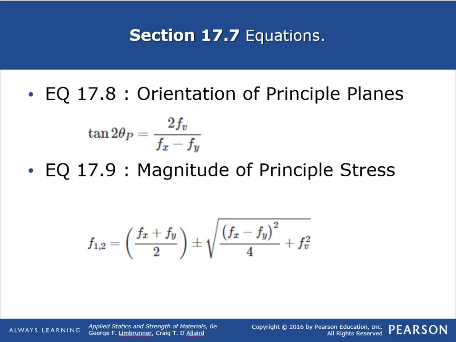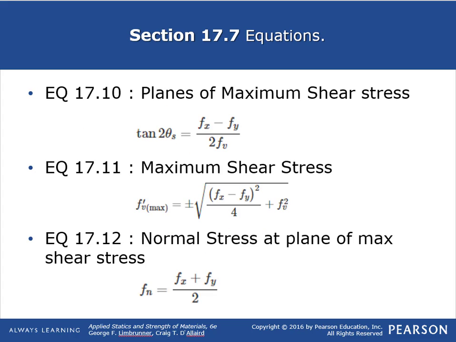Okay, so that is the thing that's probably the most important to us right now, is what are the magnitudes of those principal stresses. 17.10, planes of maximum shear stress. So you're solving for this theta s here, which is the plane of this maximum shear stress. Here is the maximum shear stress formula. And then 17.12 is the normal stress at a plane of the maximum shear stress. Okay, so these are our formulas for determining the things we need to determine.